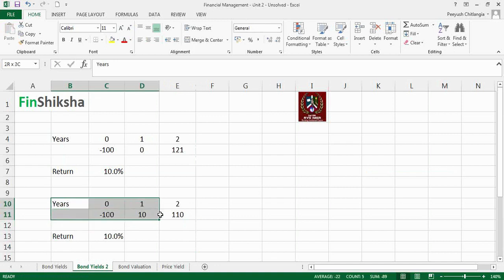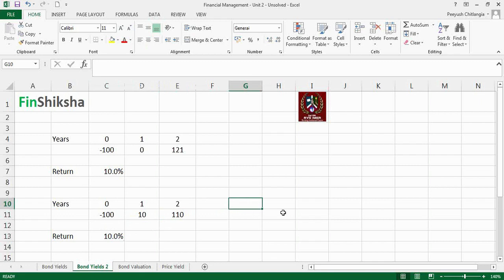So the second bond is an annual pay bond which gives 10% every year, and we realize that it's a 2-year bond with a coupon of 10%, correct? That's how the payment would be, right? Face value is 100 and issue price is also 100 in this case.